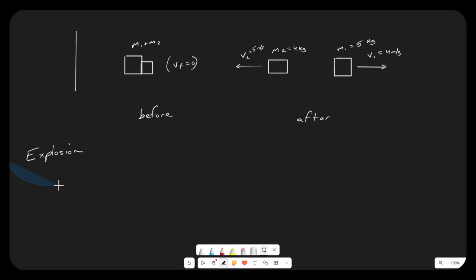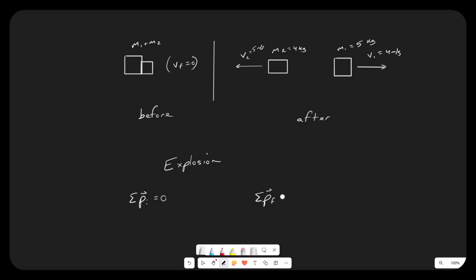So we'll do that. We will figure out the momentum situation and see if we can get there. And it turns out we can. We actually already did, right? We have an initial momentum of 0. We have a final momentum of 4 kilograms times negative 5 meters per second plus 5 kilograms times positive 4 meters per second equals 0.